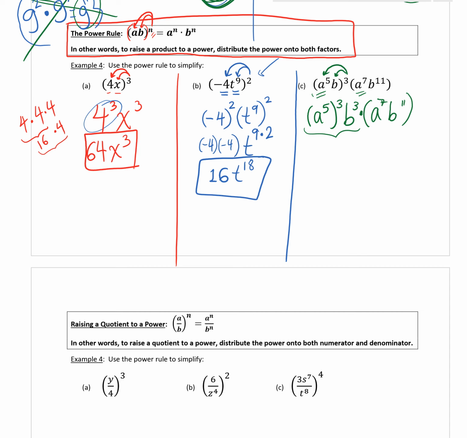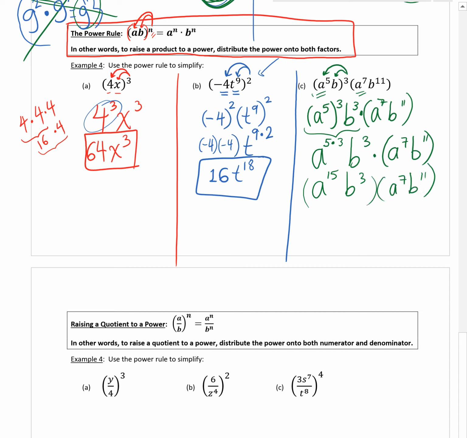I have a to the fifth, and that's to the third power. If you have one base raised to two exponents, you multiply them, 5 times 3. And there's nothing really happening with the b to the third. The guys in parentheses on the right side are just waiting to see what happens with this a and the b on the left. So it'll be a to the 15th, because 5 times 3 is 15. So that stuff times a to the 7th, b to the 11th.